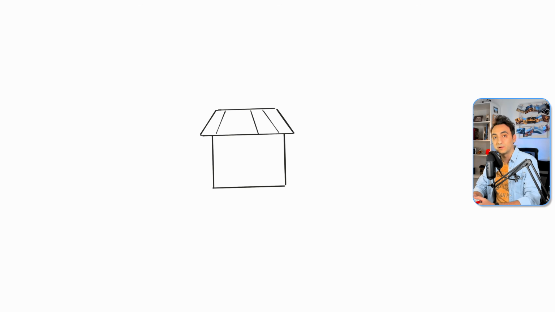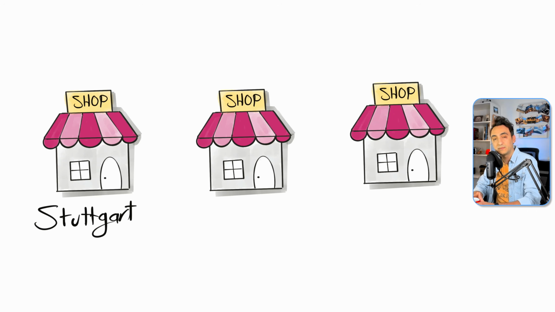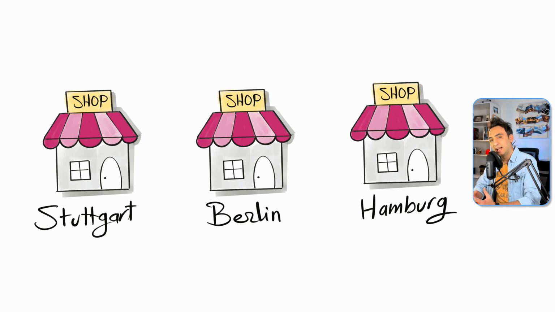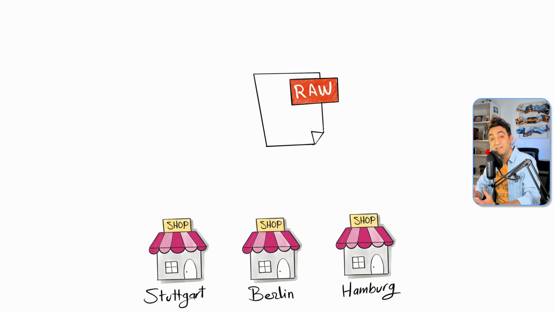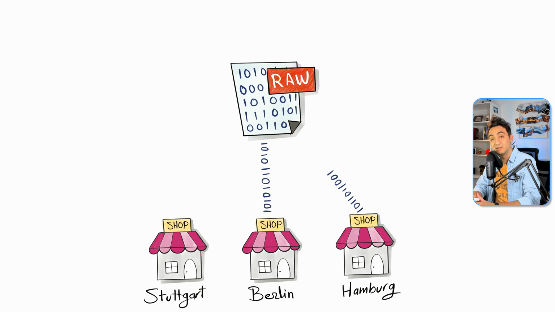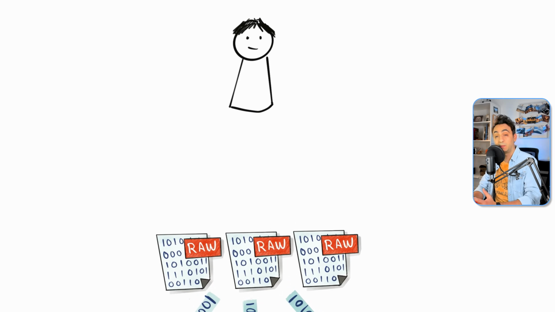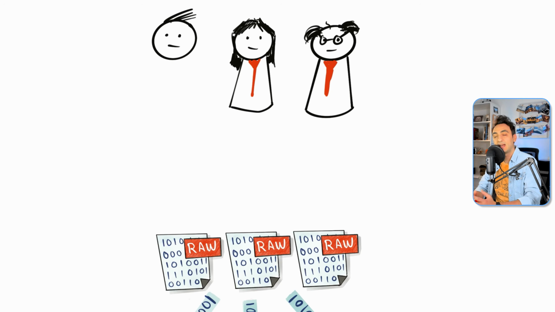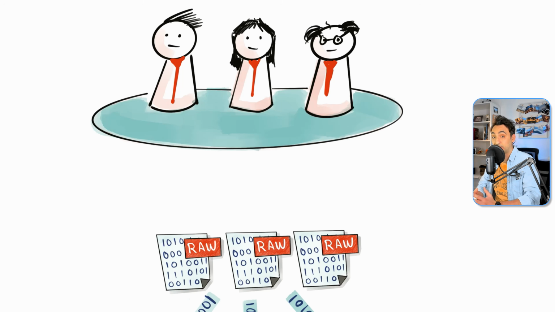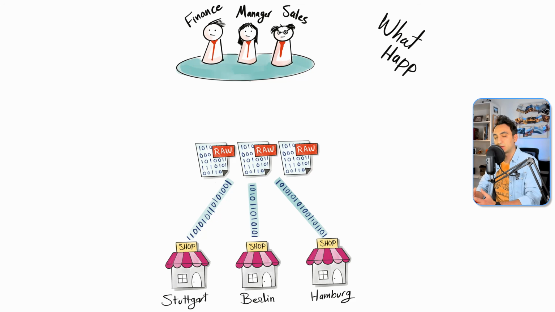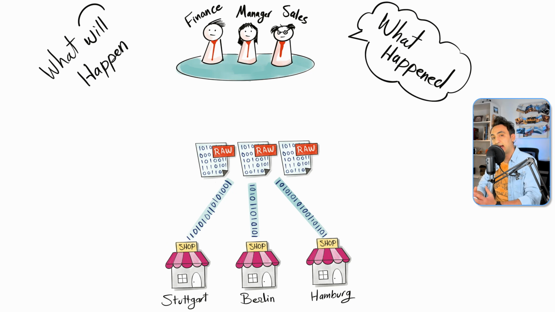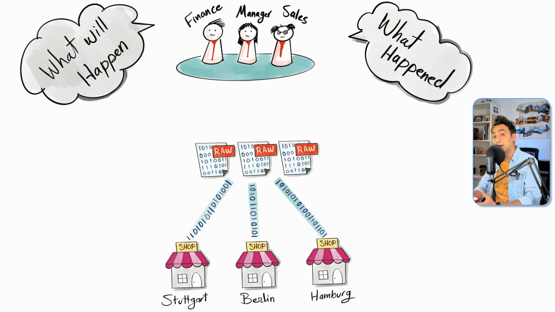Alright, let me tell you this story. We have shops in 3 different cities in Germany: in Stuttgart, Berlin and Hamburg. And our 3 shops are generating every business day a lot of raw data on sales, inventory levels, products, staff, costs and so on. And now we have a group of people that are the decision makers, like managers, HR, finance, and they have many questions and decisions to make. So they might have questions, for example, what happened? And other questions about what will happen.